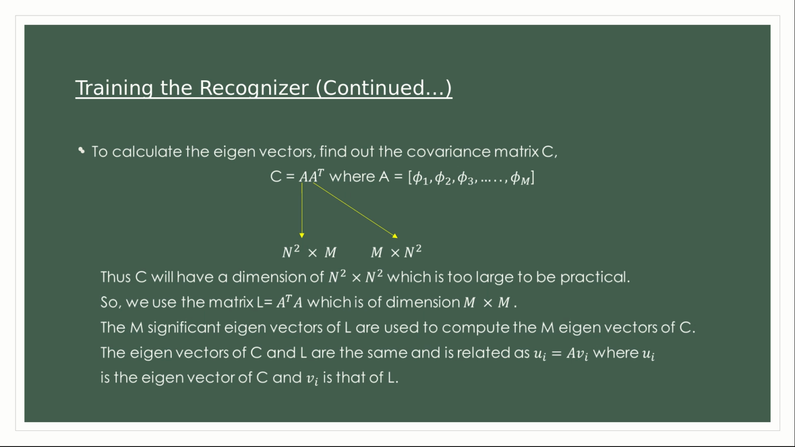With a thorough mathematical procedure, we have found that the eigenvectors of C and L are almost the same, and they are related as u_i equals A v_i, as we can see from the slide. That helps us map all the M eigenvectors of L to those of C. So we use the dimension of M by M to find the eigenvectors in a dimension of n squared by n squared. So dimension reduction really helped us.